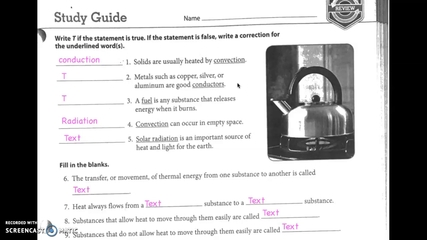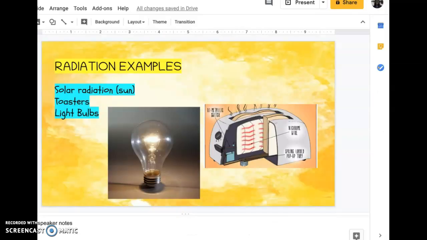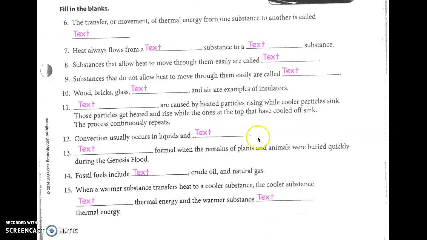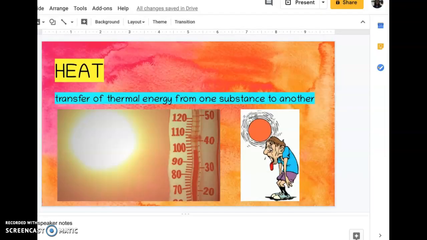Is this true or false? This is definitely true. The sun definitely is important for us. Awesome. Let's go on to the next section. Fill in the blanks. Number 6, the transfer or movement of thermal energy from one substance to another is called, what did you write?